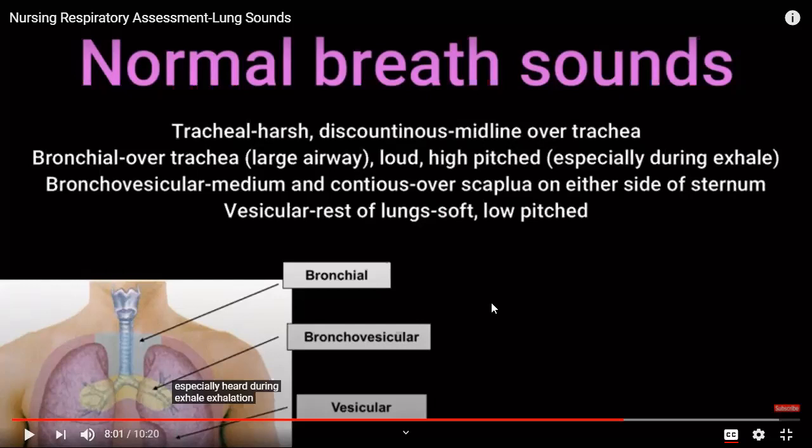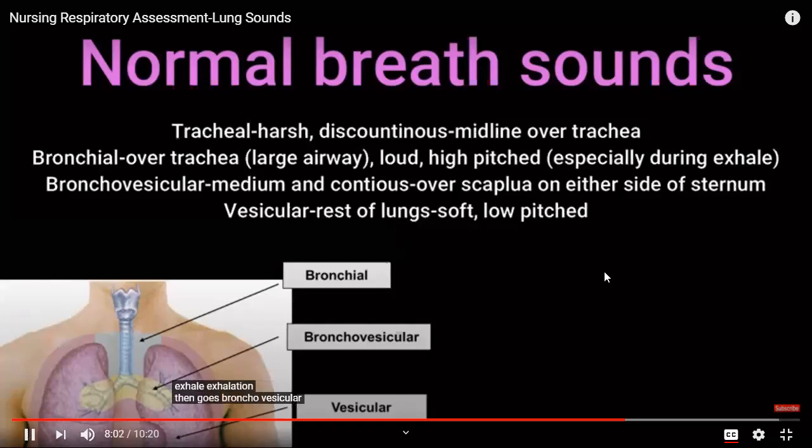Stridor is an abnormal sound, which we can get over the pharynx or larynx. Usually, if there is any kind of obstruction in the upper respiratory tract, like the pharynx or larynx, we are supposed to get the stridor.